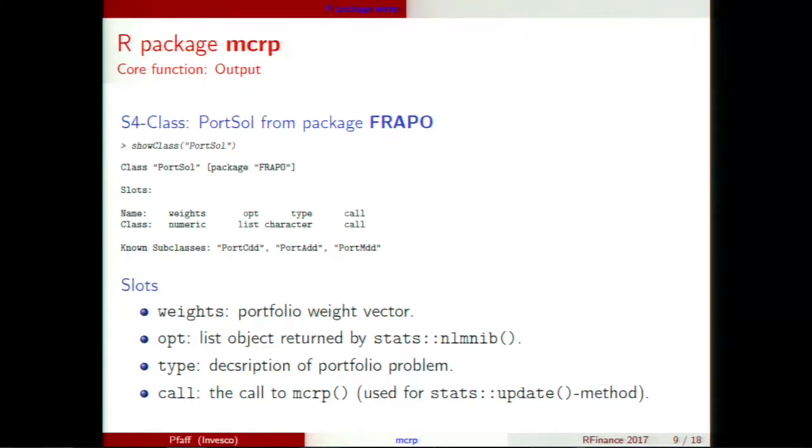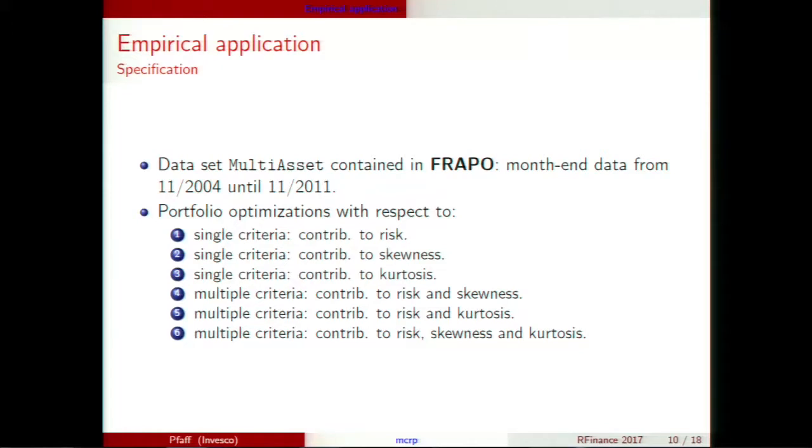So now comes the empirical application to see how that all works out. What I used here is basically a simple multi-asset data set contained also in the package FRAPO. It's month-end data. Data source is Yahoo, and I think Joshua has now fixed that bug, such that you can pour in data from Yahoo again. But this is a pretty old data set, ending in November 2011, but feel free to update the data and play around with it. So that's the data set I will use here in the empirical application.